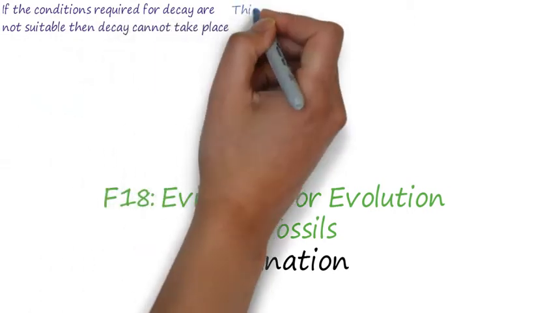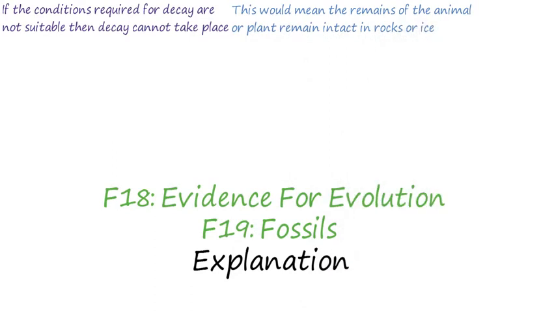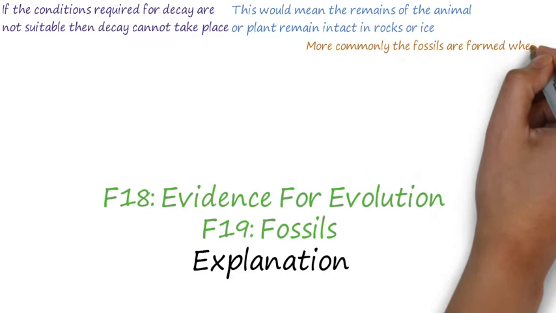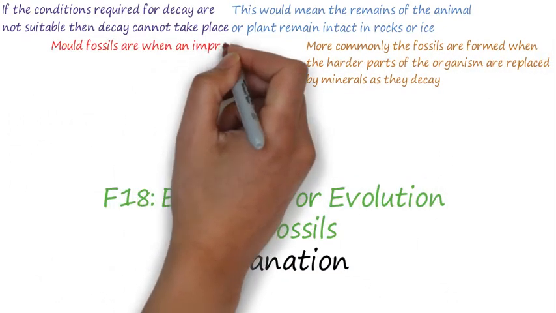If the conditions required for decay are not suitable, then decay cannot take place. This could be due to a lack of oxygen or the temperature not being right. This would mean the remains of animals or plants remain intact in rocks or ice. However, this is not a very common method of fossil formation. More commonly, the fossils are formed when the harder parts of the organism are replaced by minerals as they decay. In this way, they become part of a rock.